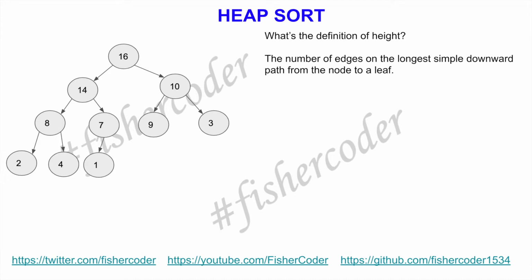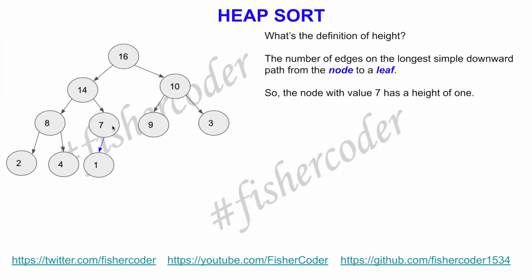We define the height to be the number of edges on the longest simple downward path from the node to a leaf. Remember, a node to a leaf. For example, if we take the node with value 7, this one has a height of 1. That is because there is only one edge between this one to its next leaf.